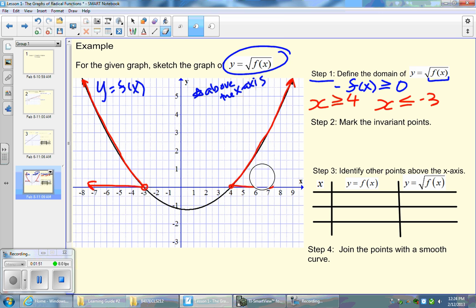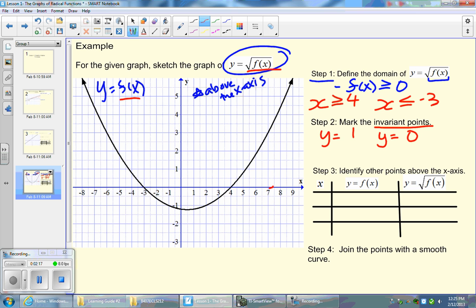So we have a general idea of where the graph is going to lie, but we don't have a good idea of what the shape is going to be. To look at the shape of the graph, we take a look at step 2. We want to mark the invariant points. Remember, the invariant points are the points in common between f of x and the square root function. To find the invariant points, you take a look at the graph where y is equal to 1 and y is equal to 0.